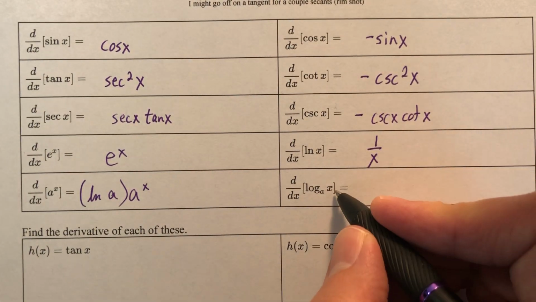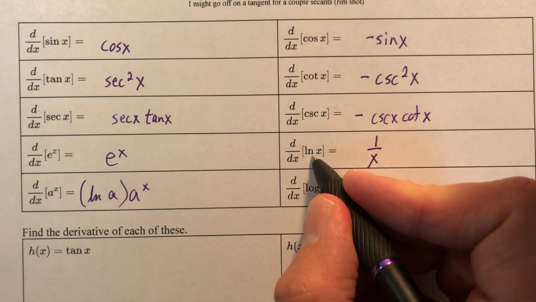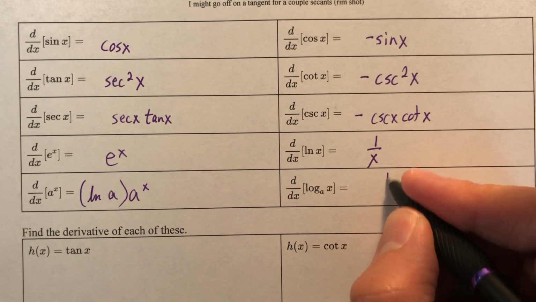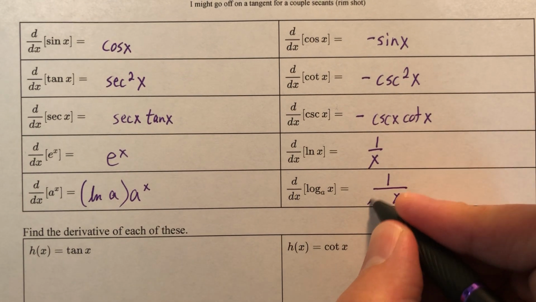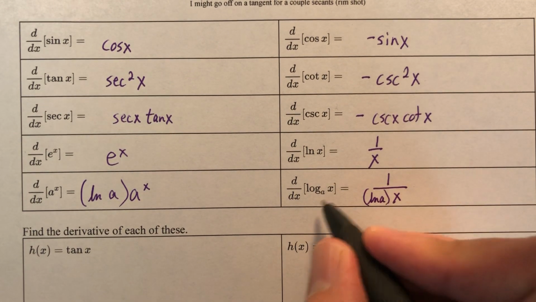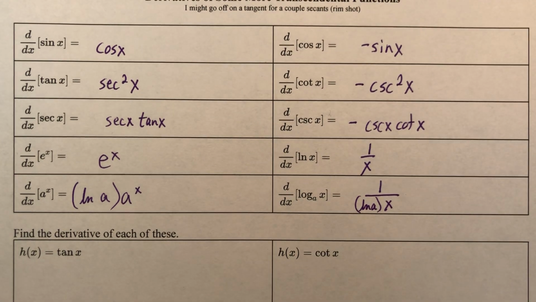Okay, this is kind of the same as that. There's an understood e down here in this one. So we're going to do the same thing, but we're going to have a natural log of a there. This one's kind of rare. We don't see that one very much. You'll need to memorize these.